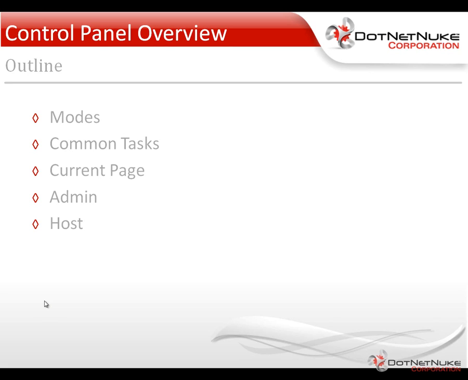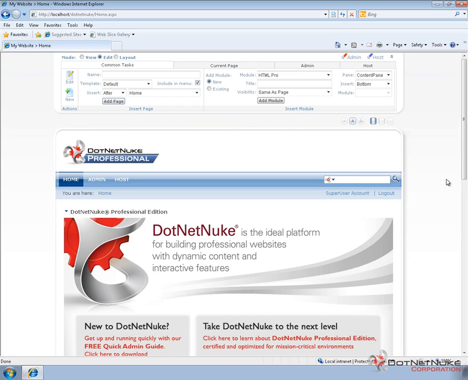and to host users. The control panel in .NET Nuke is typically provided at the top of the page when you log into a .NET Nuke website and have edit permissions. I'm currently logged in as a host or super user account just to demonstrate the full features of the control panel. If you were logged in with a different account that had different permissions, you would see a few less options here within the control panel. Like I said, the control panel will typically display at the top of a page, though that can be customized through the use of your skin.